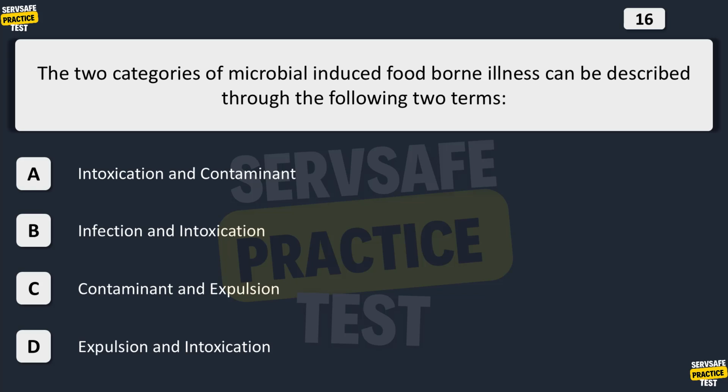The two categories of microbial-induced foodborne illness can be described through the following two terms. A. Intoxication and contaminant. B. Infection and intoxication. C. Contaminant and expulsion. D. Expulsion and intoxication.